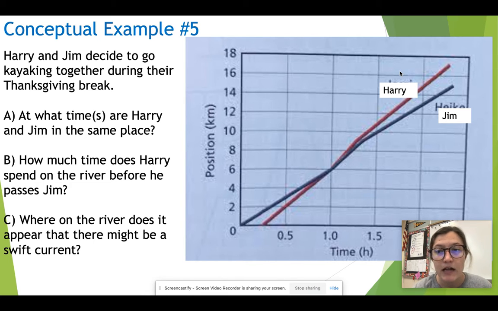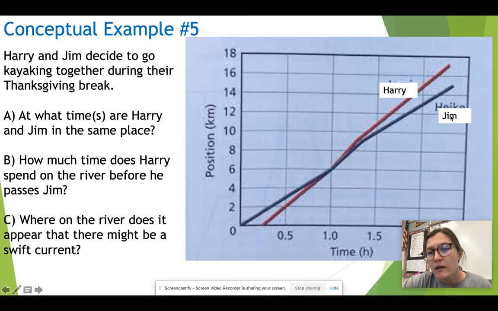Technically, Harry is going to be on our river for, let's see, at time equals 0, he's at position 0. At time equals 1 hour, he's at 6 meters. So before Harry passes Jim, he's going to spend 1 hour on the river, because the change in time before Harry passes Jim is 1 hour.